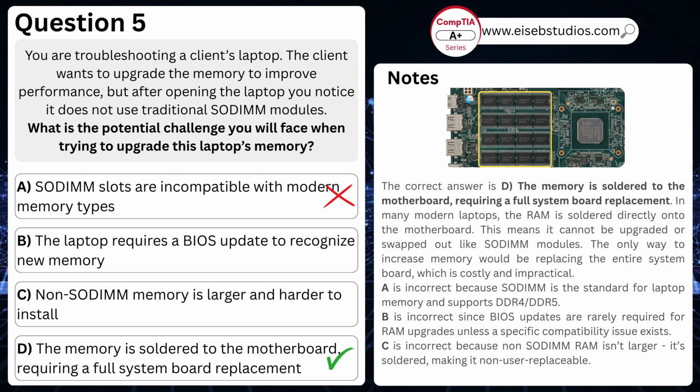A is incorrect because SO-DIMM is the standard for laptop memory and supports DDR4/DDR5. B is incorrect since BIOS updates are rarely required for RAM upgrades unless a specific compatibility issue exists. C is incorrect since non-SO-DIMM memory is not larger, it's soldered, making it non-user replaceable.